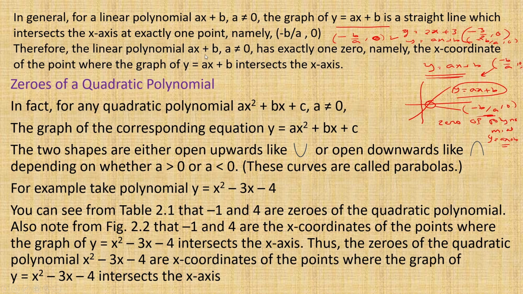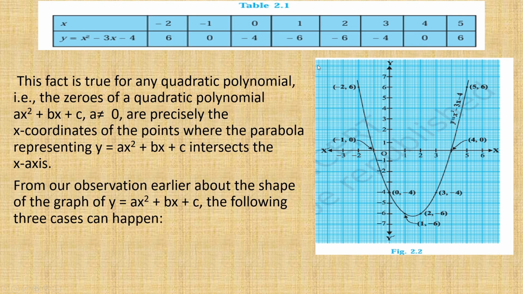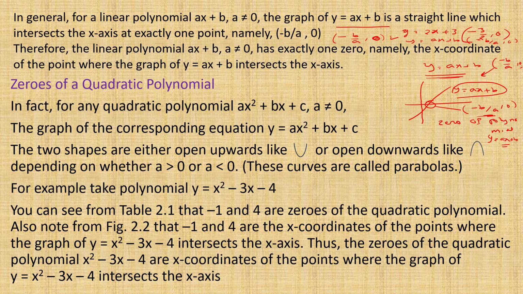Therefore, the linear polynomial ax plus b, where a is not equal to 0, has exactly one zero, namely the x coordinate of the point where the graph of y equals ax plus b intersects the x axis. Since it is a straight line, it intersects the x axis at only one point. That means how many zeros are present for a linear polynomial? Only one zero. Exactly one zero exists for a linear polynomial.